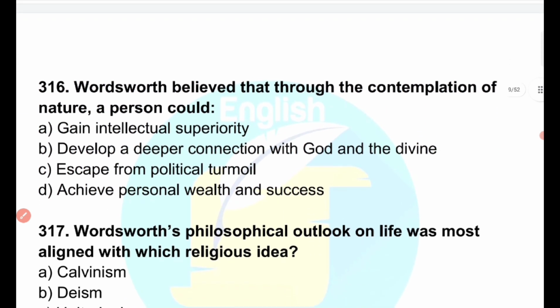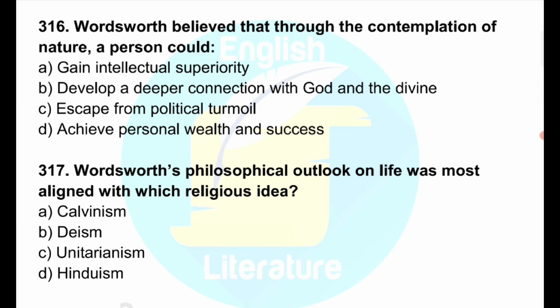Wordsworth believed that through the contemplation of nature, a person could, option B, develop a deeper connection with God and the divine. His poetry, especially in Tintern Abbey, expresses a spiritual connection with nature, seeing it as divine.